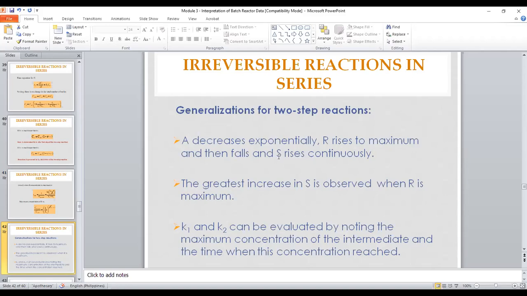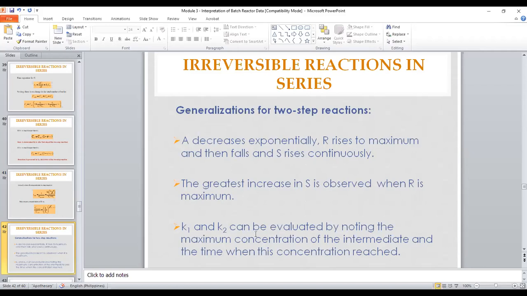So of the three species, it's S that rises continuously. The greatest increase in S, meaning the greatest rate of formation of S, is observed when R is maximum. I think this is very self-explanatory. If there's a lot of R to be used up in forming S, then of course the greatest rate of production of S will be based on that maximum concentration of R.